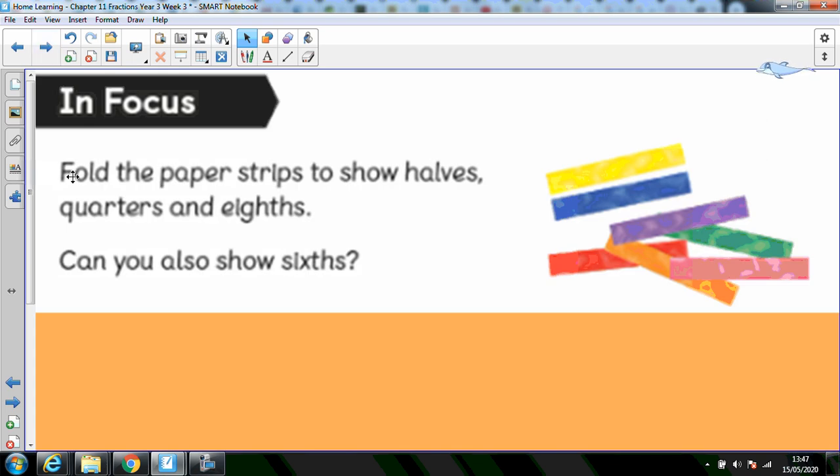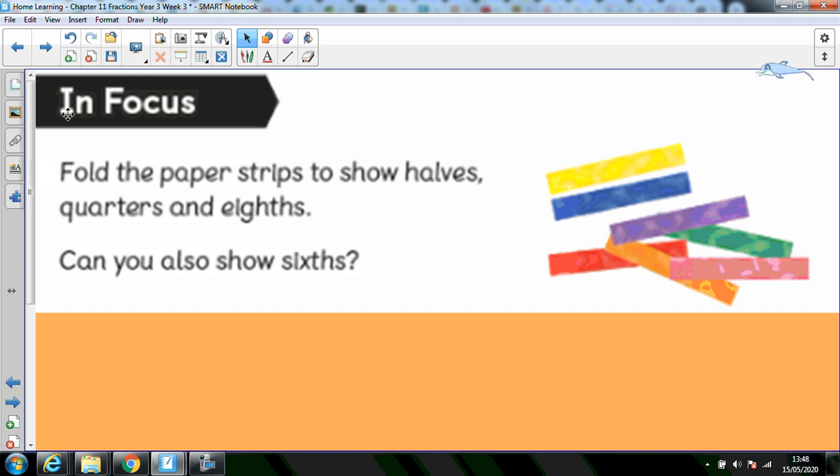It says fold the paper strips to show halves, quarters and eighths. Now, if you really want to take up the challenge, you could also try and show sixths. Okay. Oh, don't forget to label them, please, because we want to know which one's which. So pause the video now while you do that.